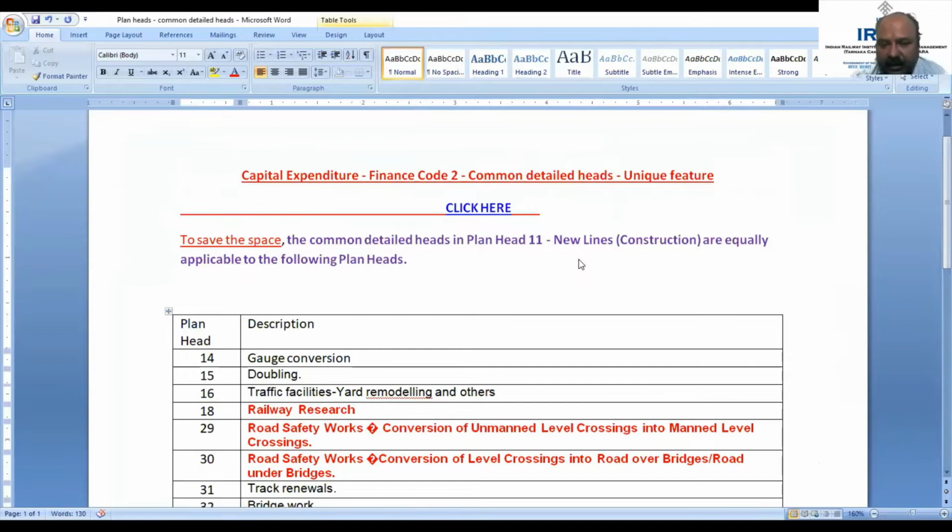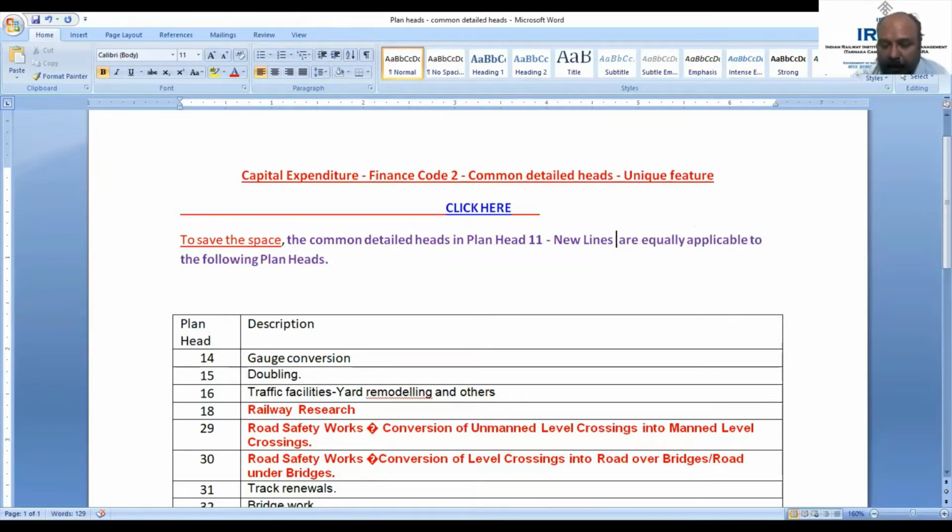The unique feature in finance code 2, on the capital expenditure side, is that the detailed heads are common to all plans. Normally, if you check revenue expenditure, every demand number and every subhead has separate detailed heads. But here, the common detailed heads are in plan head 11, that is new lines. Now the word construction is removed in the description. Now it is only new lines.